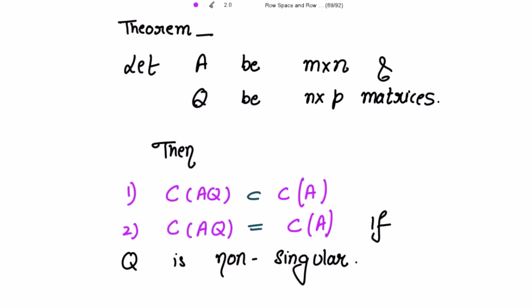Let A be an m by n matrix and Q be an n by p matrix. Then we have to show that, first, the column space of AQ is a subset of the column space of A. Second, the column space of AQ is equal to the column space of A if Q is non-singular. Here Q must be non-singular.